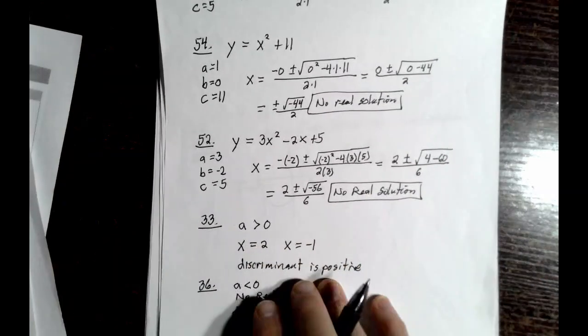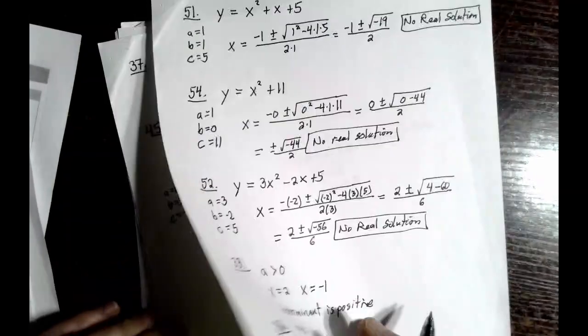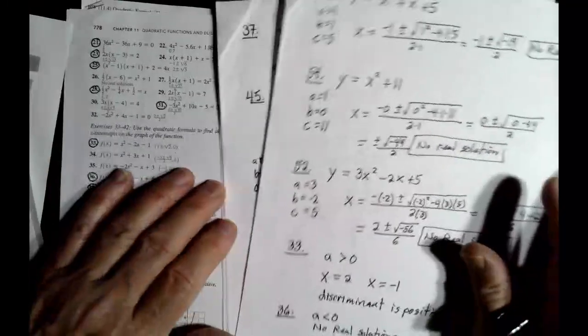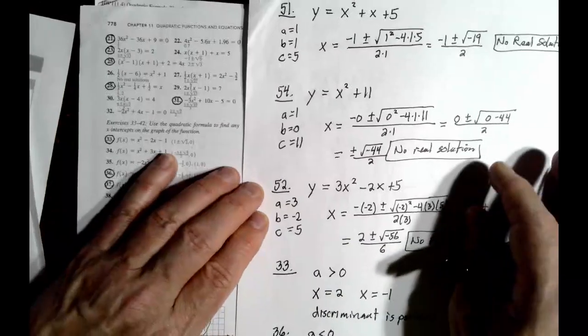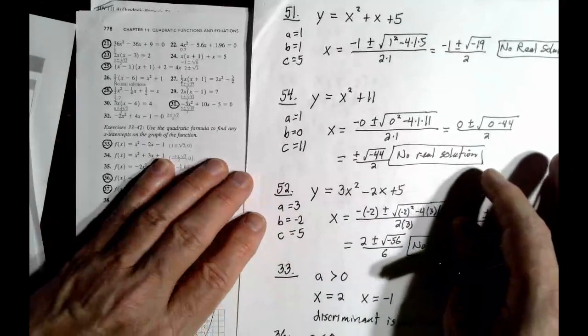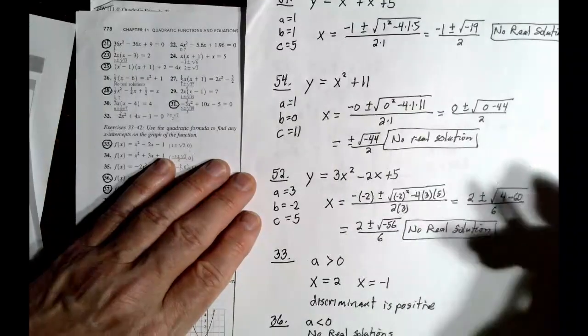And then 33, I think they give you a question. Let me check. What is the original question? It says, 33 says x squared minus 2x minus 1. It says use the quadratic formula to find any x-intercepts of the problem.